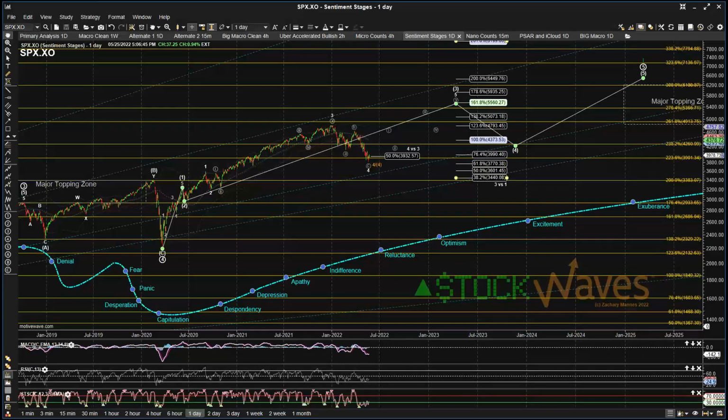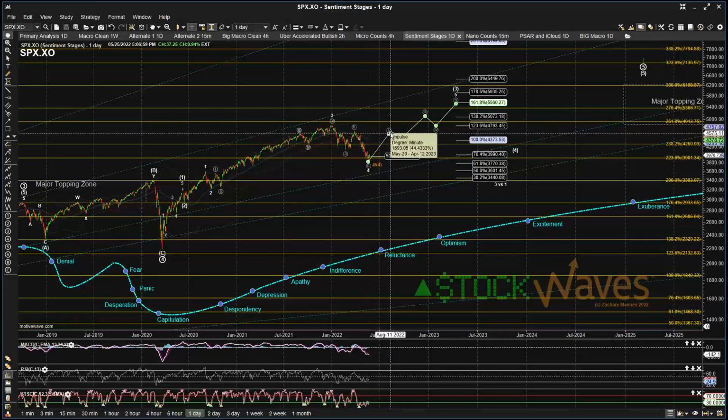John O says, what is your make or break low for SPX if we head lower towards 4? What's too deep to continue the bull market? So I think what happens is if the low, and we'll start looking at the microstructure that we're trying to track inside this wave 1 in just a minute.